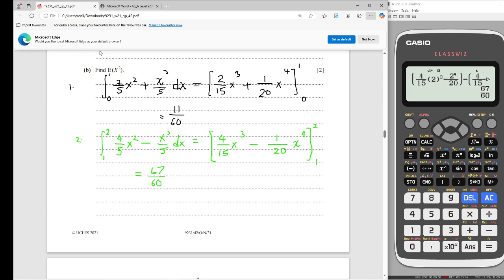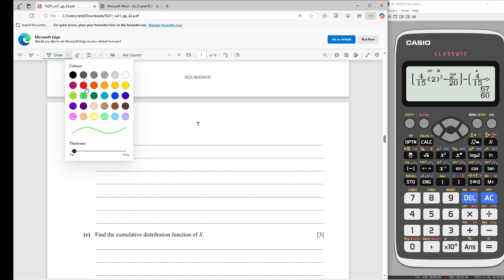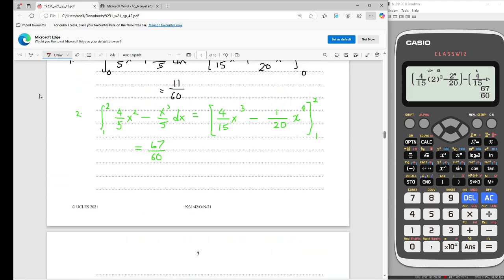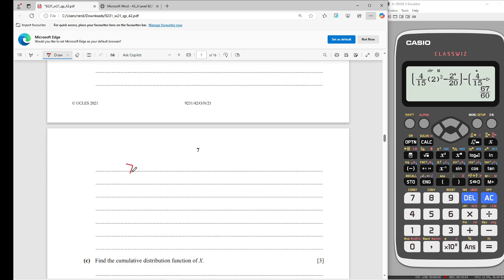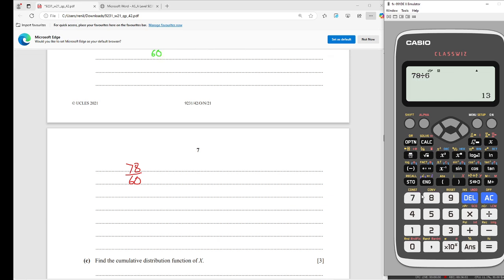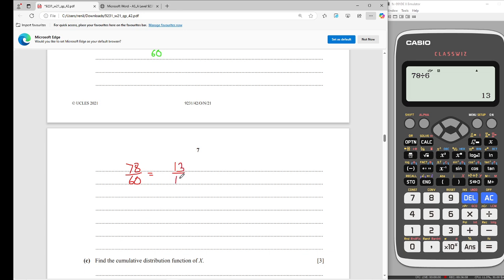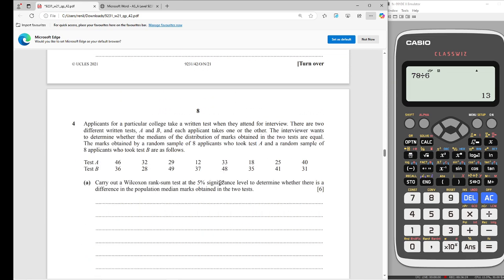So let's add up our values. It's going to be 11 over 60 plus 67 over 60, which is 78 over 60. Let's simplify that. We divide both by 6. 78 by 6 should be 13, and if you divide the denominator by 6 you get 10. It's going to be 13 by 10 or 1.3. They like it when it's in exact values. So let's put E of X squared equals 1.3. Fine, moving on. Wait, did I skip?